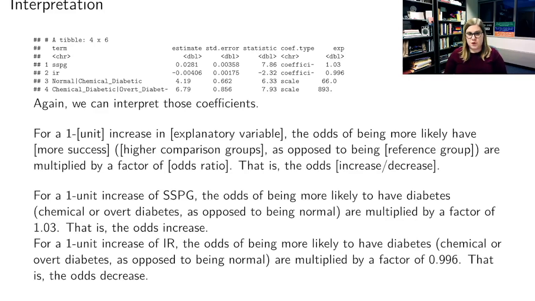So here's the example. For a 1-unit increase of SSPG, the odds of being more likely to have diabetes, that means having chemical or overt diabetes as opposed to being normal, are multiplied by a factor of 1.03. That is, the odds increase because that odds ratio is greater than 1. And for a 1-unit increase in IR, the odds of being more likely to have diabetes, chemical or overt diabetes, as opposed to that normal clinical classification, are multiplied by a factor of 0.996, that is, the odds decrease.